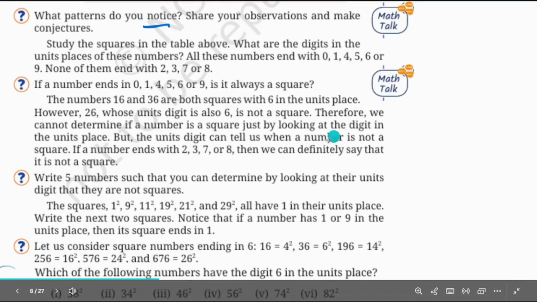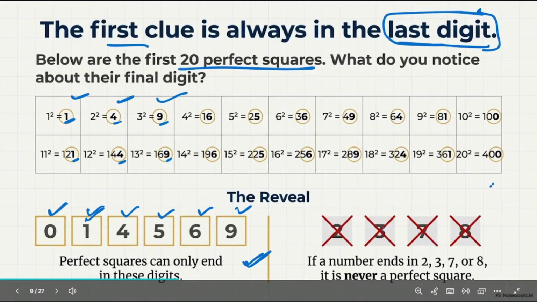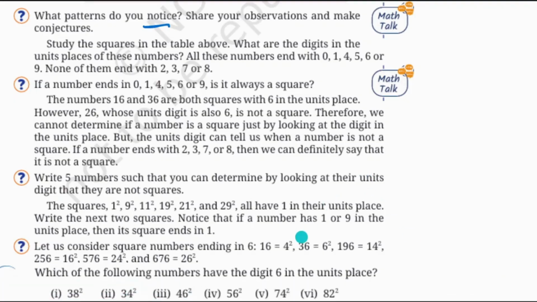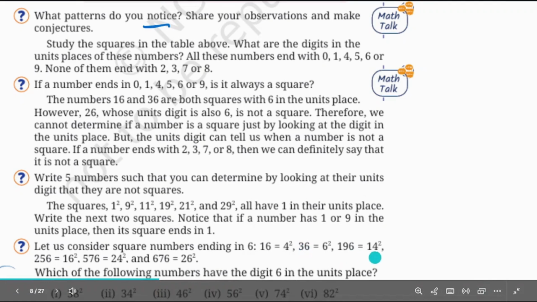Now, let's consider the square numbers ending in 6. So here we have taken 16, which is 4 square, 36, which is 6 square, 196, which is 14 square, 256, which is 16 square, 576, which is 24 square, and 676, which is 26 square. Okay, so which of the following numbers have the digit 6 in their unit place?